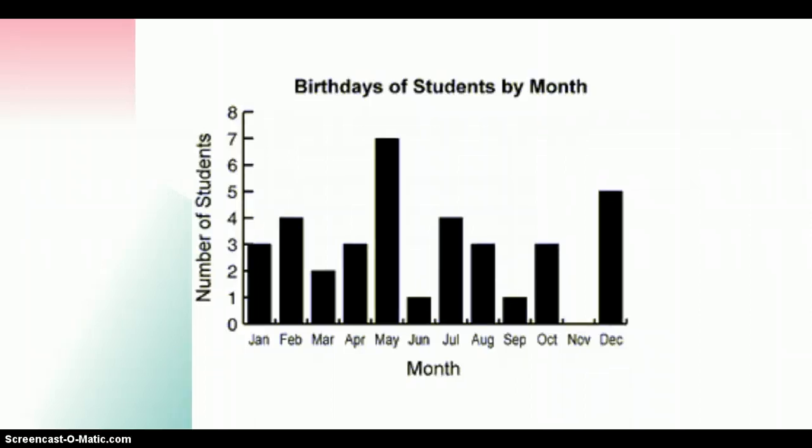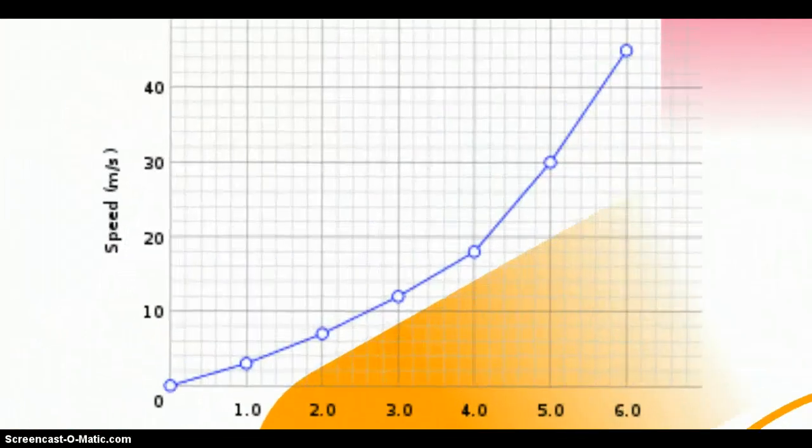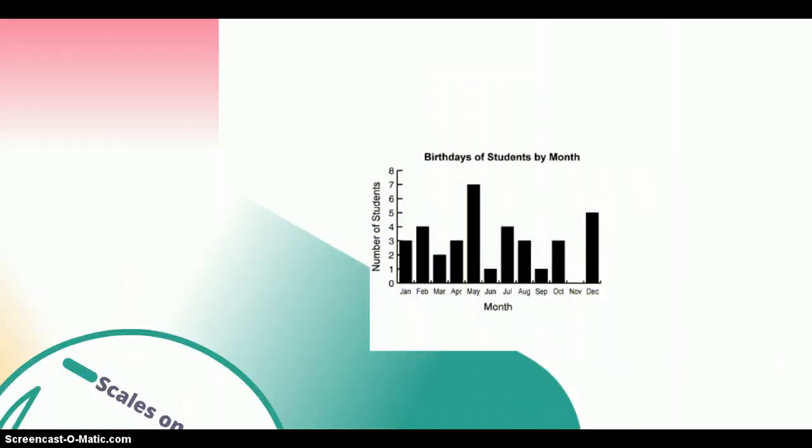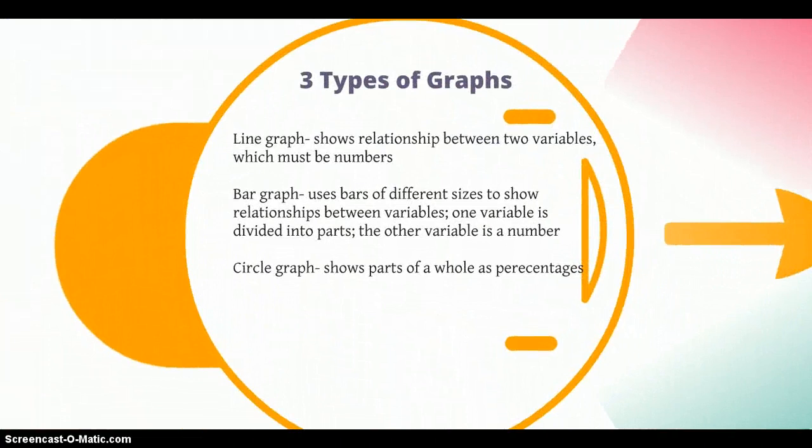So once again, if we go back, the line graph has two sets of numbers, okay, numbers on both axes. If you look at the bar graph, you have numbers only on one axis, and then you have a category on the other. Now the third type is a circle graph. A circle graph shows parts of a whole as percentages. So if you want to talk about where you spent your birthday money, or how many people out of the school like the Lions, that's showing parts of a whole as percentages.